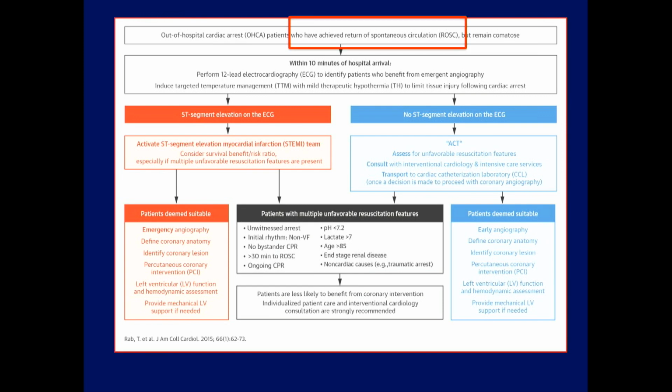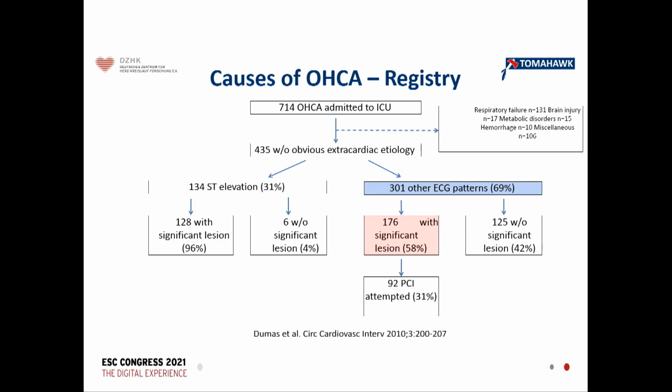And so, this is for people with return of spontaneous circulation. And I'm going to end with no return of spontaneous circulation. So what's really happened? So the Tomahawk, we're going to talk about the Tomahawk trial, but the Tomahawk registry actually put together a whole series of people, 714 patients with out-of-hospital cardiac arrest admitted to the ICU. So again, that's a selected group of people that made it. 31% had STEMI, and then 69% had other.